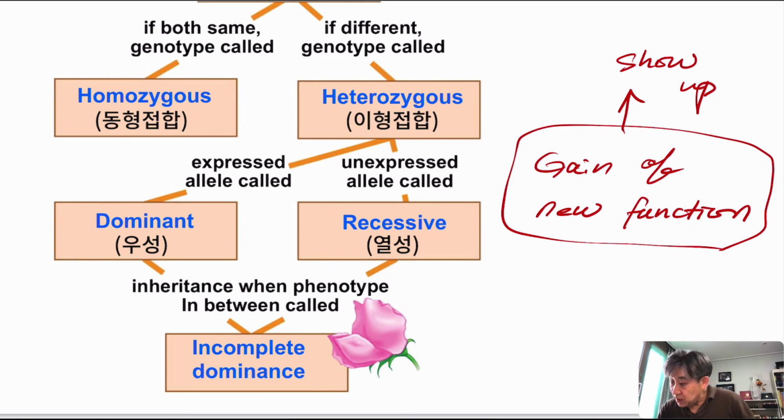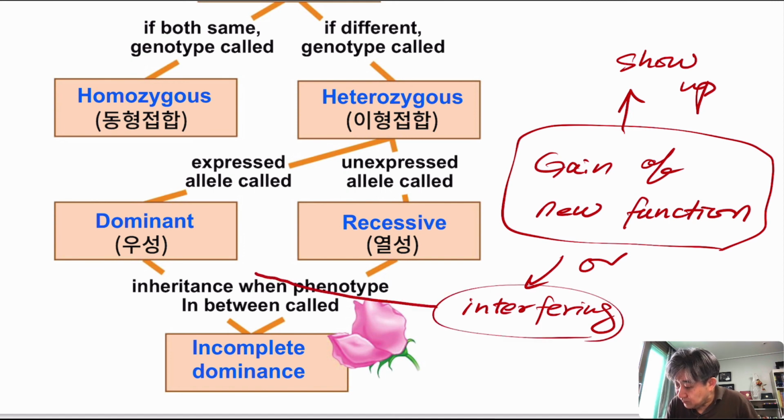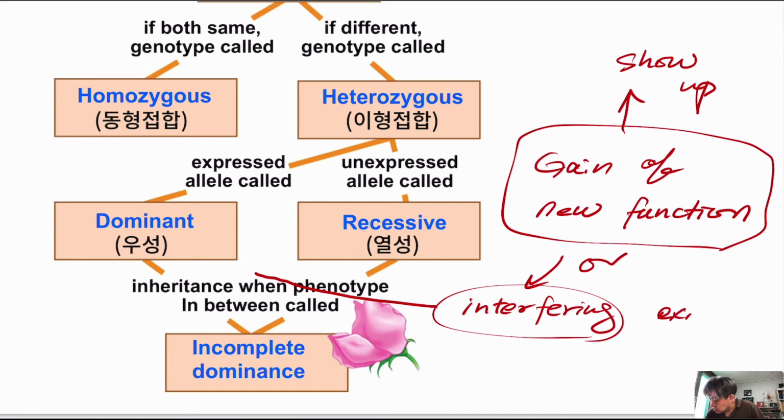And once again, if this new mutation is somehow interfering with the existing function, then also it will become a dominant one, because there's no way you can hide or cover this up, unlike in the case of loss of function. So that's the reason why certain mutations are recessive and certain mutations are dominant.